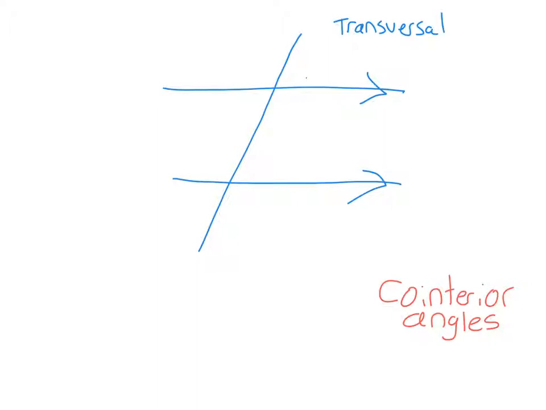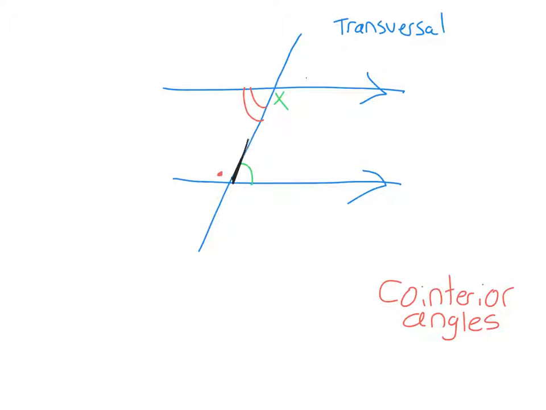So these are both inside the parallel lines. So this angle here and this angle here, the two angles marked in green are co-interior, as are this angle here and this angle here. The two red ones are co-interior as well. So co-interior angles make a C shape.